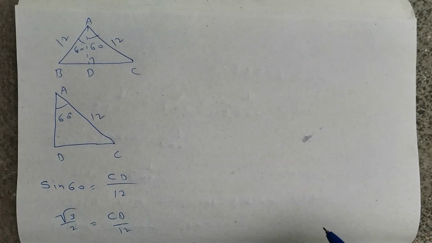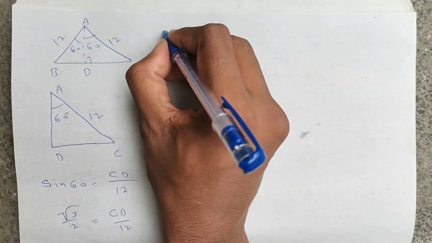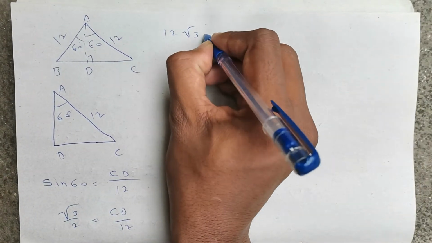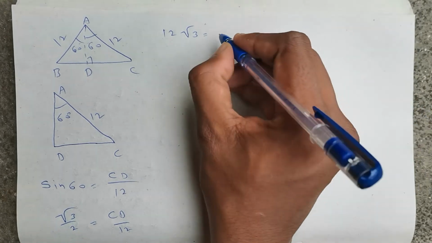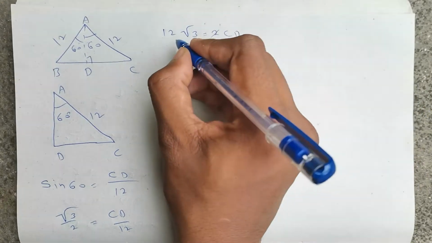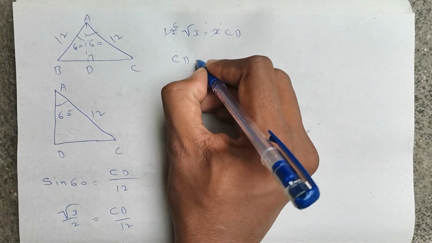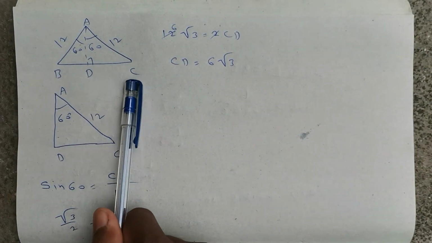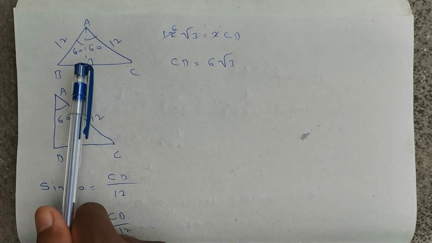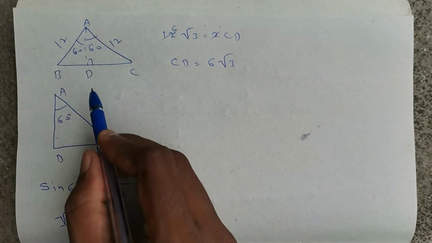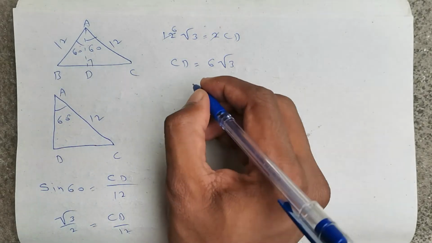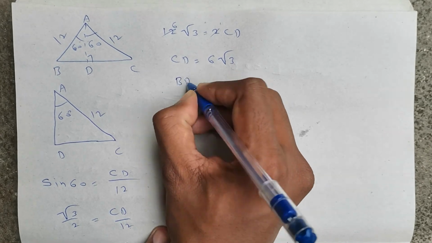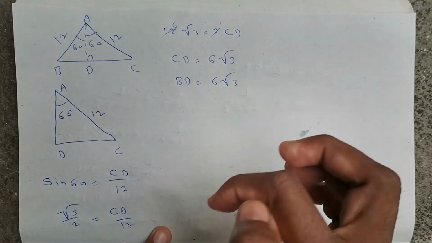I will do cross multiplication here. So 12 into root 3, 12 root 3, is equal to 2 into CD, 2 CD. Here 2 ones are 2, 2 sixes are 12. So CD is equal to 6 times root 3. CD is exactly equal to BD because all the measurements are the same. So if CD is 6 root 3, then BD is also 6 root 3.